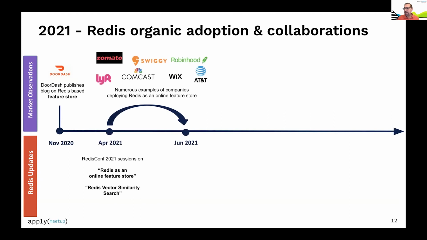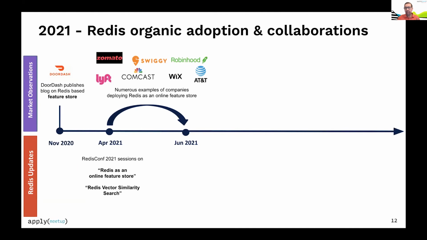Then in April, Redis runs this annual event called RedisConf. At that event, we saw two key use cases, or AI and ML workloads, where Redis could play a fundamental role. One is Redis as an online feature store, and the second is Redis as a vector similarity or embedding store database. For the purposes of this talk, I'll just focus on the online feature store aspect, but I can take questions around our vector similarity search capabilities if that is of interest.